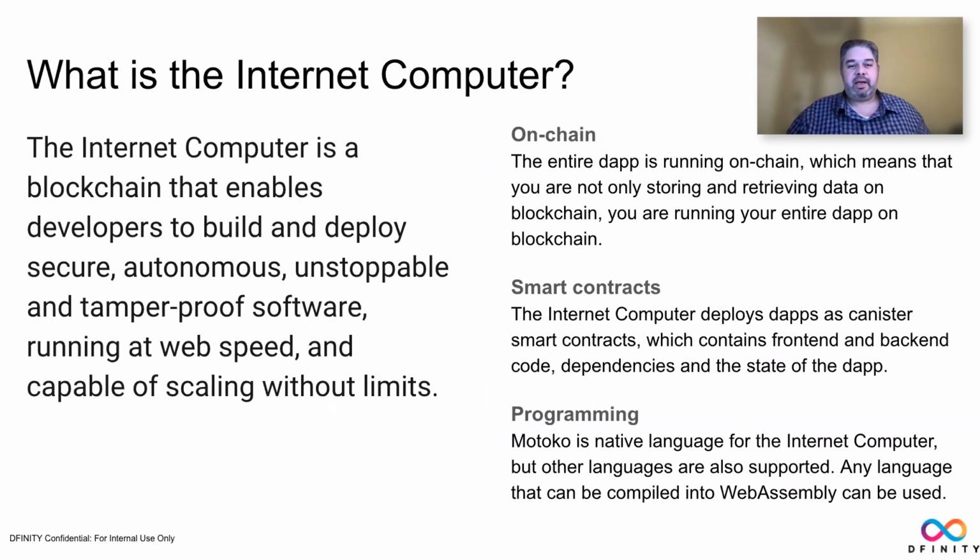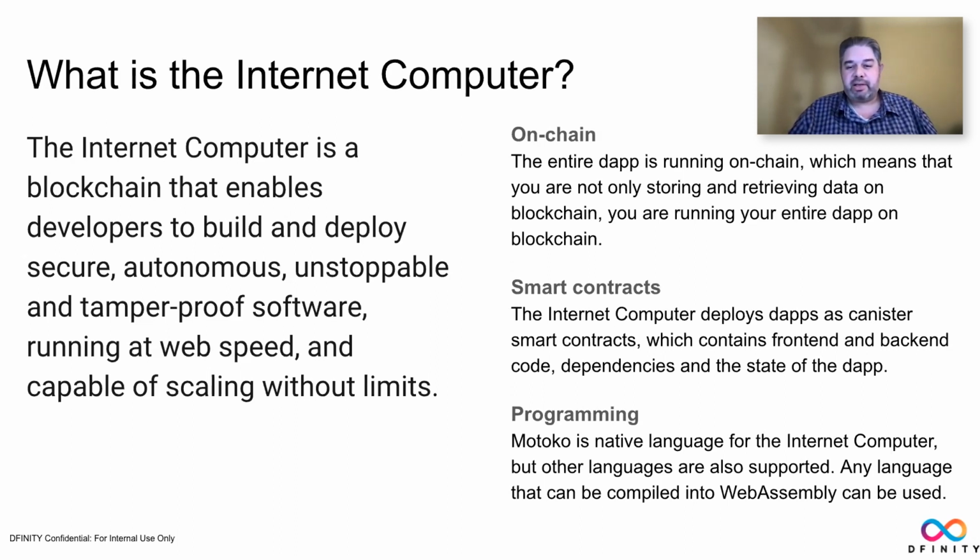So what is the Internet Computer? It's a blockchain that enables developers to build and deploy secure, autonomous, unstoppable, and tamper-proof software, and it runs at web speed, and it's capable of scaling without limits. So it's a really great value proposition right there. What it means is that we can run the entire dApp on chain. That means both the front end and the back end. The entire dApp runs on our blockchain.